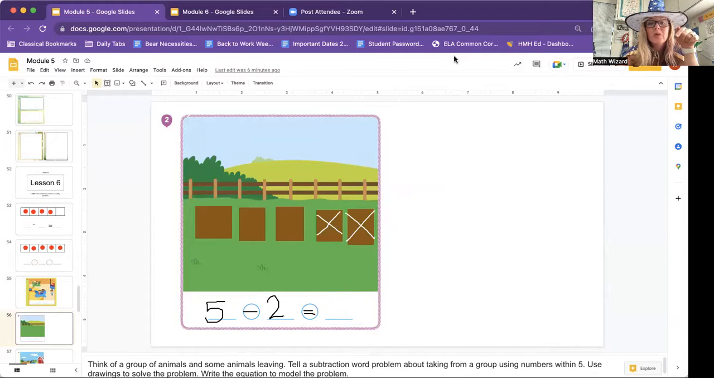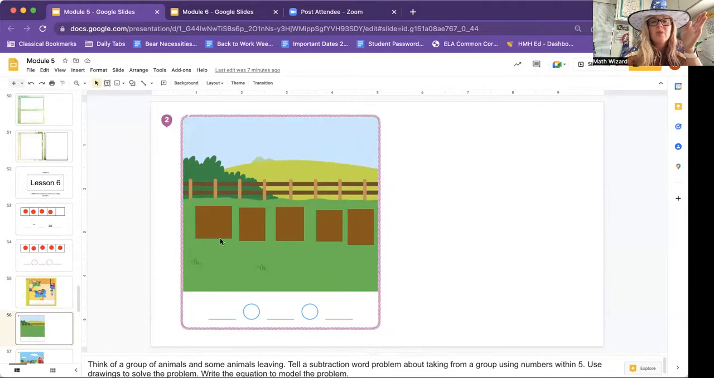Now, there's another way we could have done this same story. So I want to look at it. Okay, there were 5 horses grazing in grass. Some of them left, and now there are only 2. So let's see. How many left? Well, that's what we have to figure out.